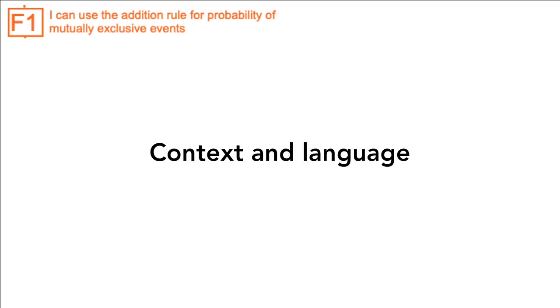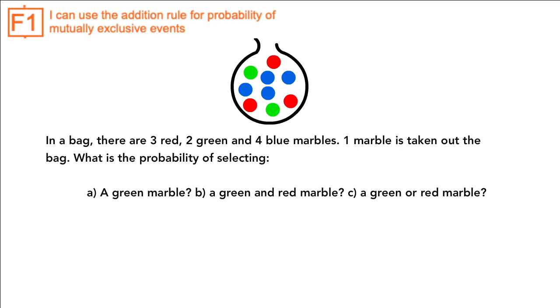Thinking about the context and language of the question is very important, and it helps indicate if the question involves mutually exclusive events. For instance, think about the context and wording of these questions. Pause and have a go.